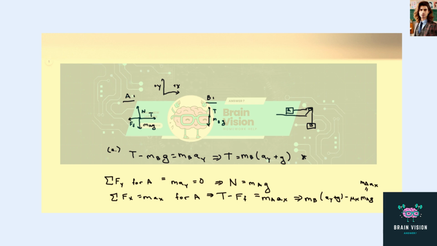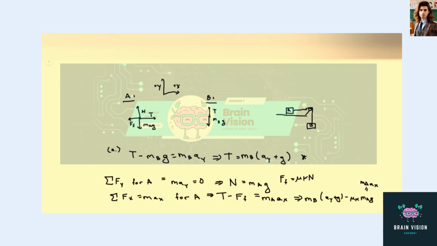Now to go from here to here, I just plugged in the tension I found in this step here. And then I also plugged in that the force of friction is equal to mu k times N, and N is this thing here. And so if you do that and you simplify, you get down to this expression here.